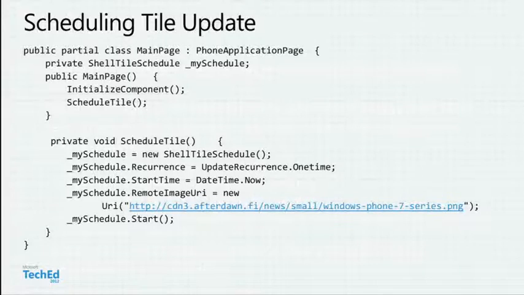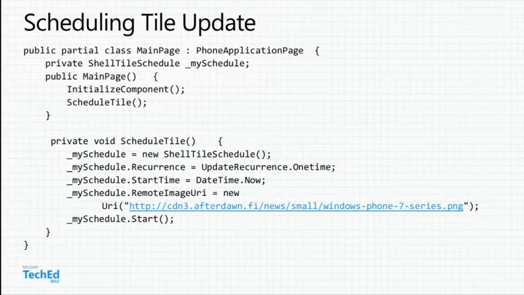OK. So this is the code that you would use to do something like that. And here you can see I'm setting up a new shell tile schedule. The start time I'm setting is DateTime.Now. That means right now. That's when I want you to start updating. And then I'm giving it a remote image URI. It's making a URI object, and there's the location of where my image happens to be. In this case, it's some edge server somewhere.